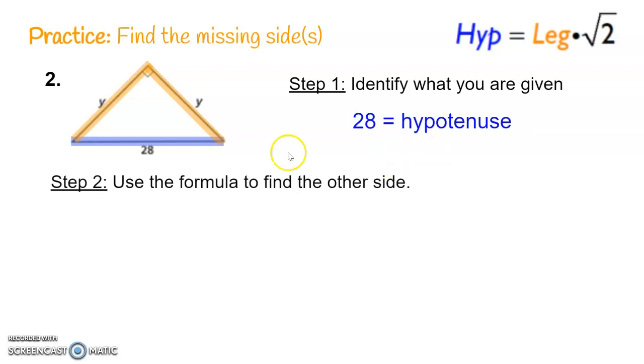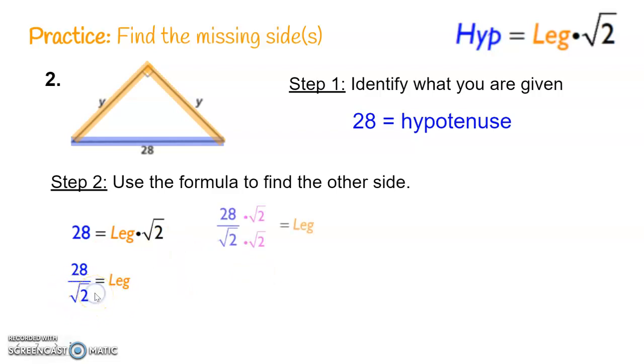My second step is I'm going to use my formula at the top here to calculate the value of my leg. Because I was given that the hypotenuse was 28, I'm going to replace this blue hypotenuse with a 28. Last but not least, I just need to solve for the leg. To undo the multiplication of the square root of 2, I'm going to divide by the square root of 2. Now we know from last week, right after we came back from winter break, that we're not allowed to have a radical in the denominator. So I'm going to go ahead and rationalize this.